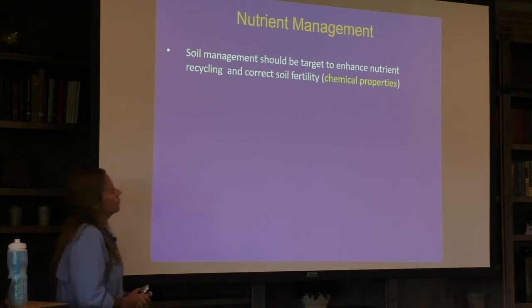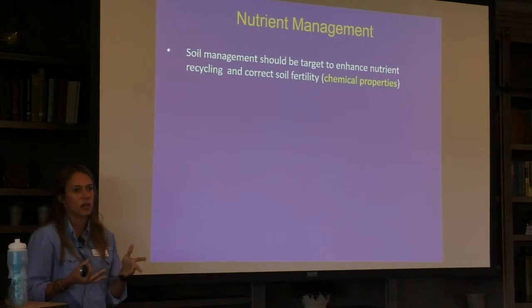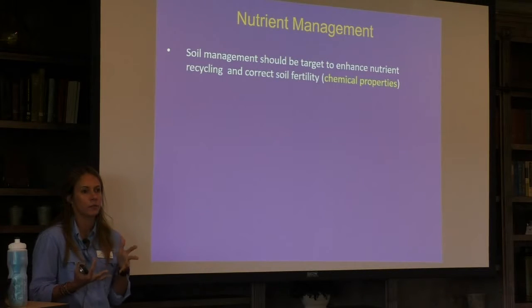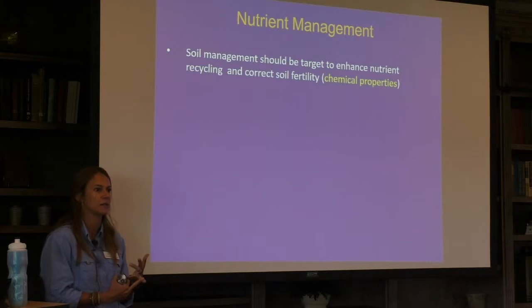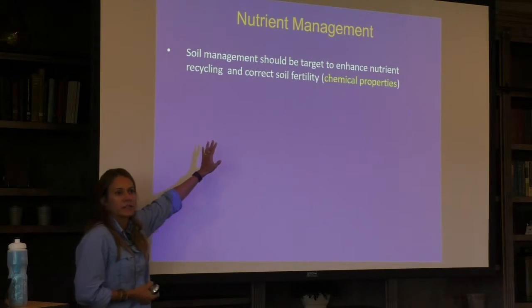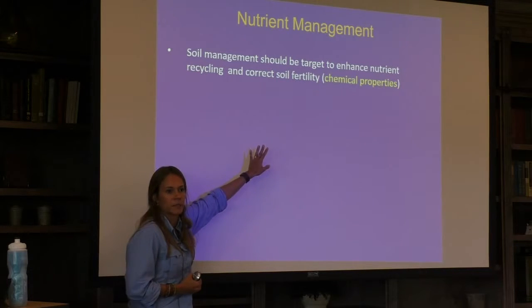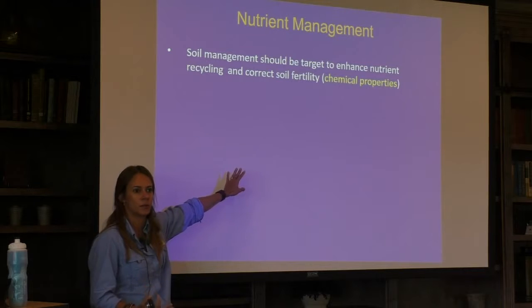Now switching over from nutrient management to soil fertility. Usually when we manage the soil, we target improving the chemical properties of the soil. So we lime the soil, we add fertilizer, because we want to improve the chemical characteristics. The chemical properties are going to affect plant response, how well the plants can produce in that particular soil.